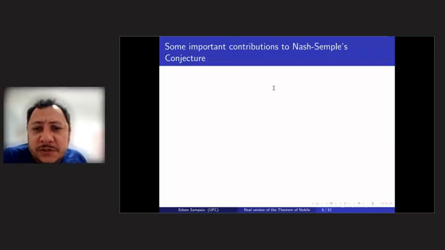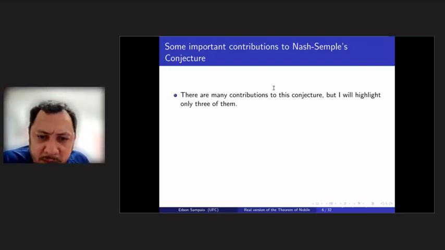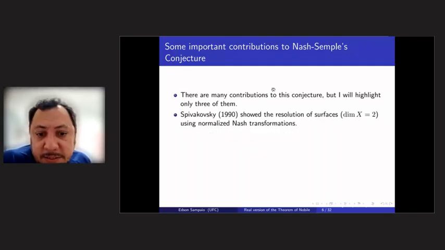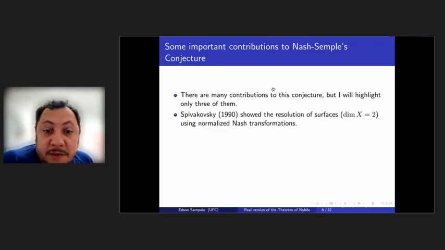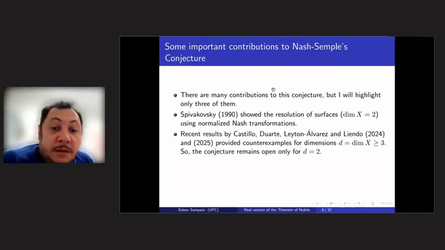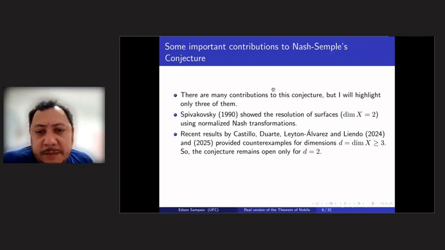Some important contributions to the Nash-Sampaio conjecture. There are many contributions to this conjecture, but I will highlight only three of them. The first one is Spivakovsky's contribution. He showed the resolution of singularities of surfaces using normalized Nash transformations. And then there are recent results by Castillo, Duarte, Leyton-Álvarez, and Liendo. In two papers, in fact more than two papers but mainly two papers, they provide counterexamples in all dimensions greater than or equal to 3. So the conjecture remains open only for d equal to 2.